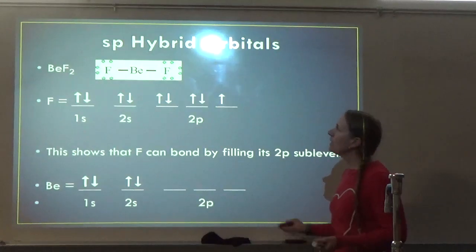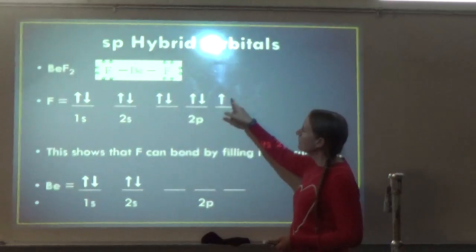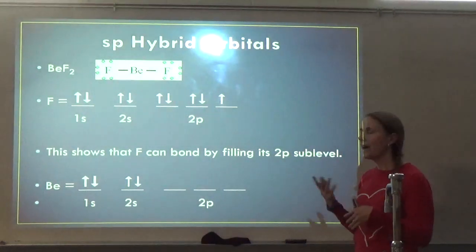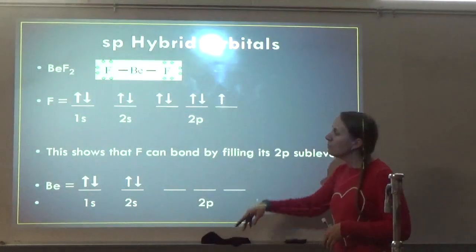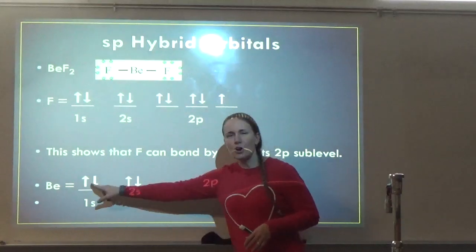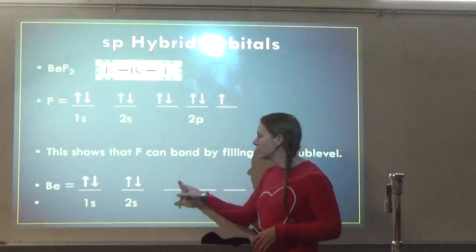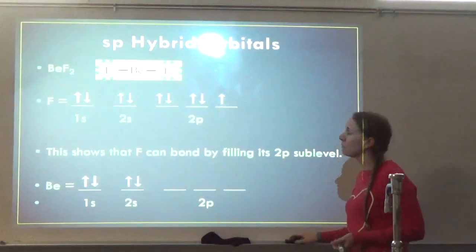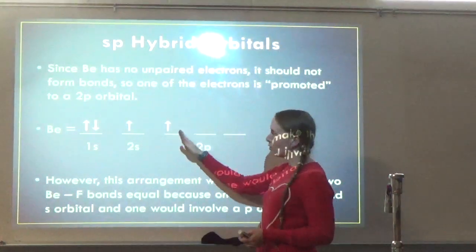Okay, so here I'll go back. You can clearly see how F needs the other electron to finish off that pair of electrons. But like I said, with Be, they're already all paired, so why would we all of a sudden start adding there? Because they share to get those paired electrons. So like I said, one of them is promoted.